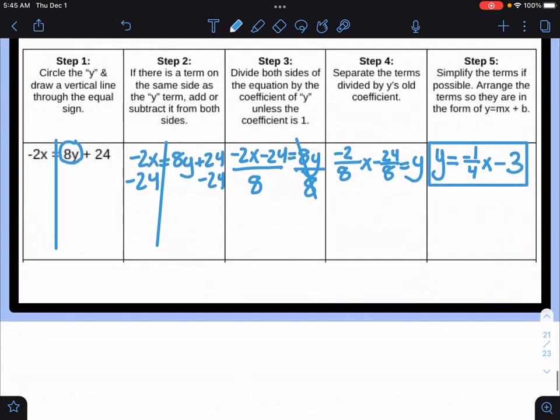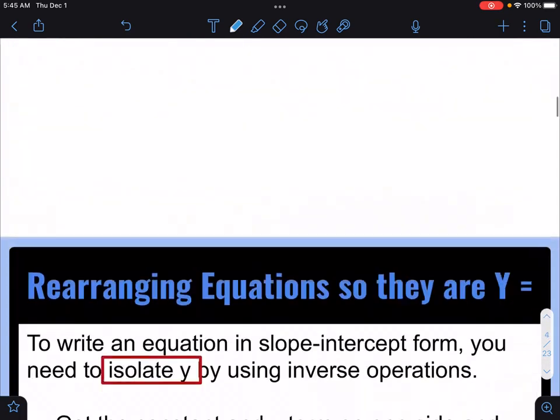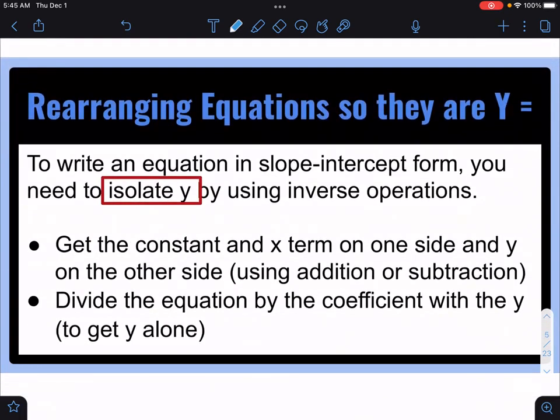Nice job. Alright, hopefully you understand how to rewrite equations. Our goal is to isolate the y, and we do this by getting the constant and the x term to be on one side, and then divide the equation by the coefficient to get y alone. Nice job.